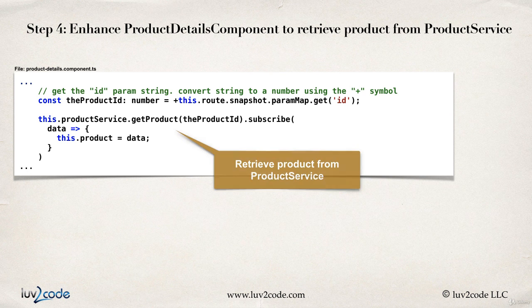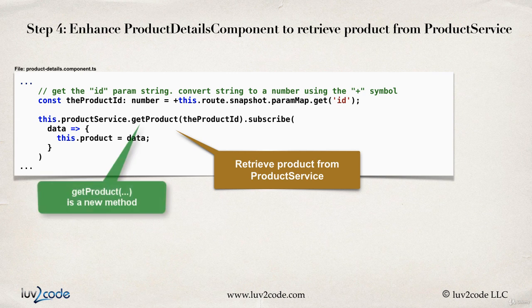And then we actually retrieve the product from the product service. So this getProduct is a new method that we'll actually create in the product service for retrieving a given product.